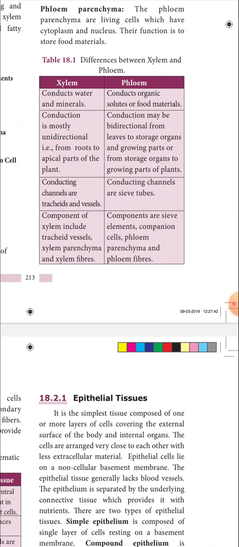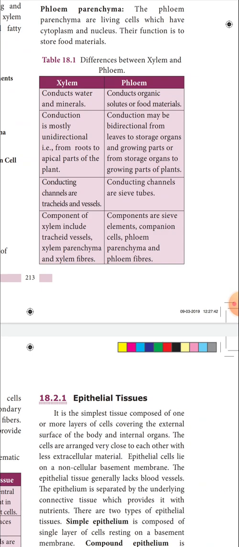But in phloem, leaves prepare the food material, that we know very well, isn't it? The food prepared by the leaves can be carried to the top of the plant, or down to the roots of the plant, or to the side branches. So it moves in all directions, both upward and downward. So it is bidirectional in nature.